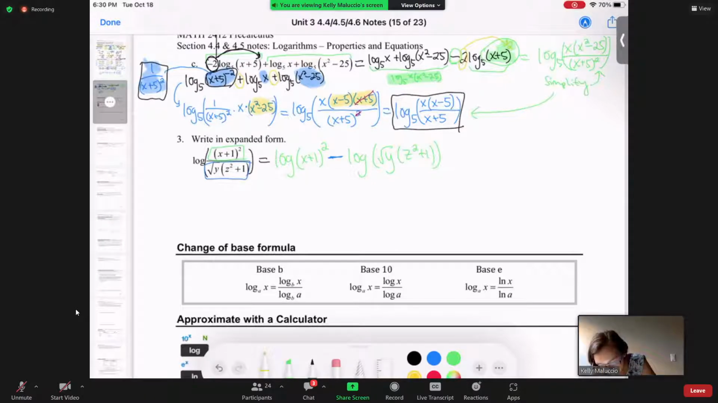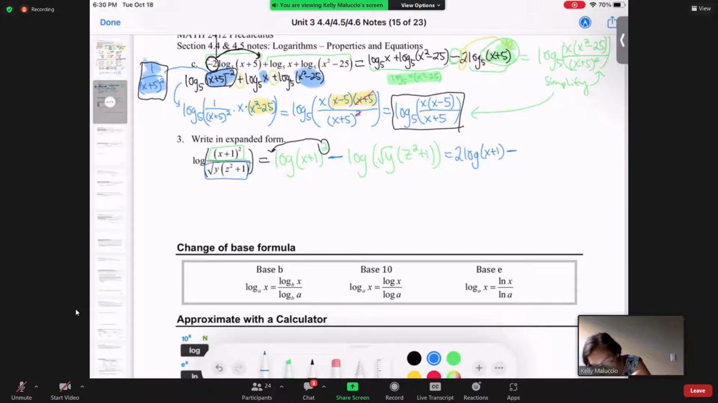So first thing I know is that I can take this 2 and bring it in front. And then that one's all set. That can't be simplified anymore, right? So I'll rewrite that here. 2 log x plus 1. All right, that's all done.